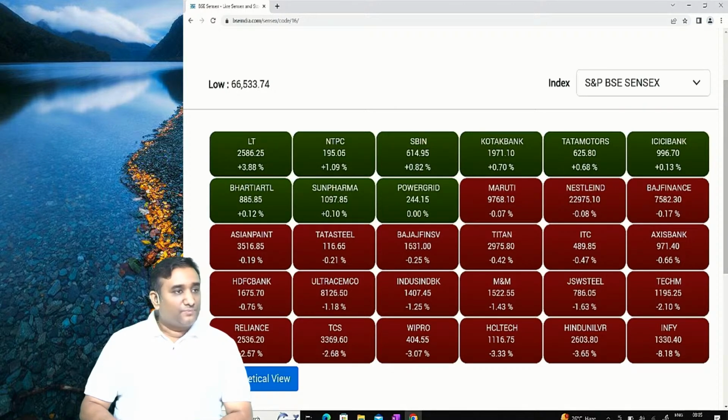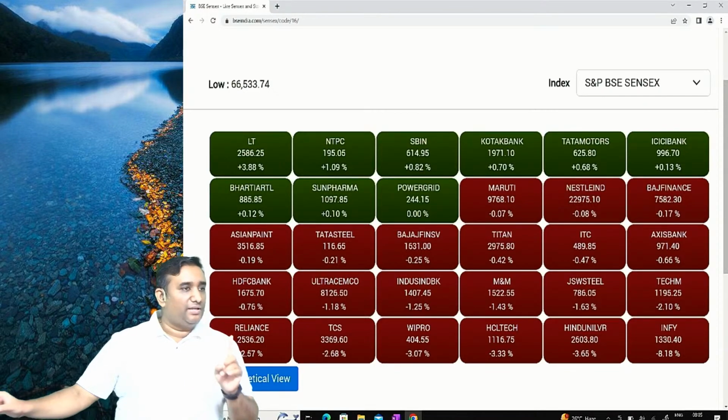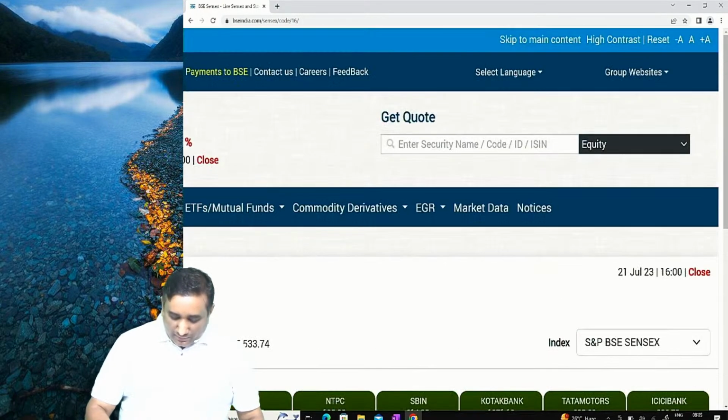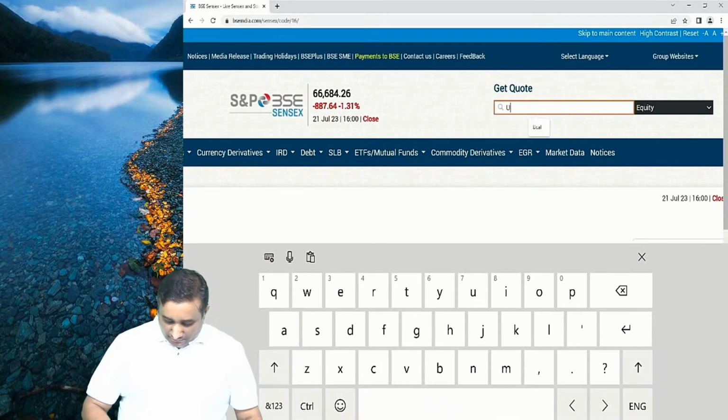So you got the point. The first point is, when the market moves up and down, you should know what is moving up and down. It's only these 30 companies. I'll tell you one thing. The market went down drastically. Now I'll show you one more company.